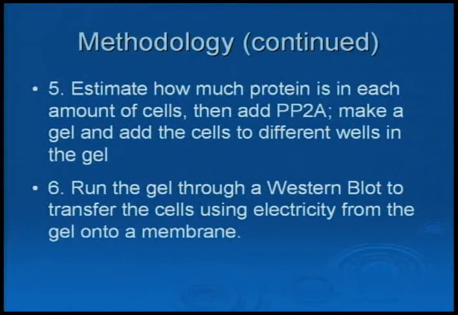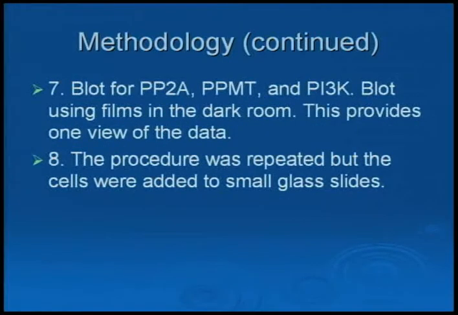Finally, I estimated how much protein is in each amount of cells. I then added PP2A to it. I made a gel and added the cells of different wells in the gel. I ran the gel through a Western blot to transfer the proteins using electricity from the gel onto a membrane. I blotted for PP2A, PPMT, and PI3K. I blotted using films in the darkroom, which provided one view of the data. I used the same procedure and repeated it on small glass slides, which I did for my next experiment.